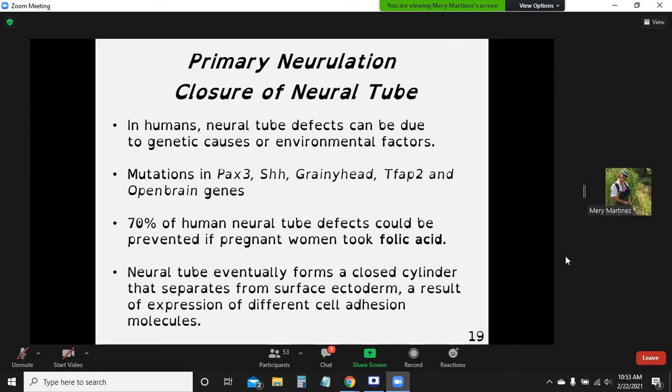There are also some mutations in PAX3, Sonic Hedgehog, Grainyhead, TFAP2 and Open brain, genes that are important for the formation of the mammalian neural tube. And anything that affects any of those, then we're fried. We're done. Okay. So the neural tube eventually forms a closed cylinder that separates from the surface ectoderm, as a result of the expression of different adhesion molecules. And in this case, not only the cadherins, but other molecules allow that closure.